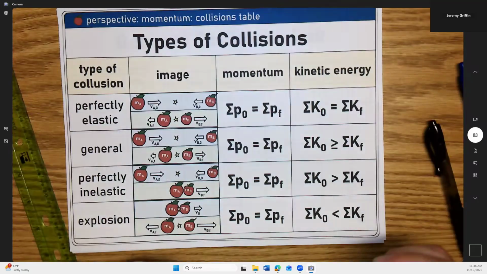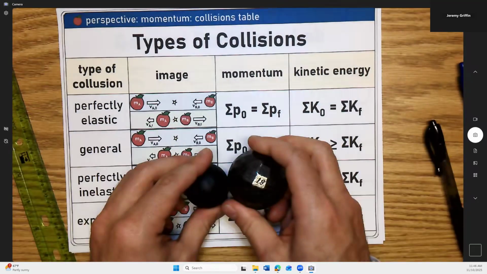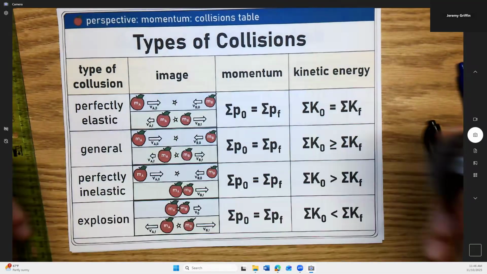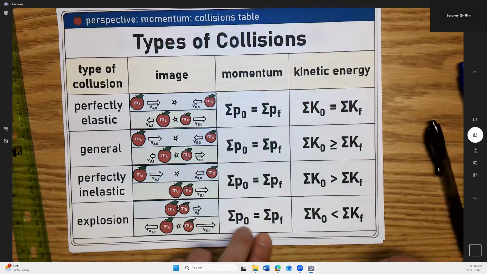Guess what happens to the center of mass of that grenade system if it was just starting at rest? Stays there. Stays exactly there. It never moves. The center of mass never moves. Momentum is conserved.